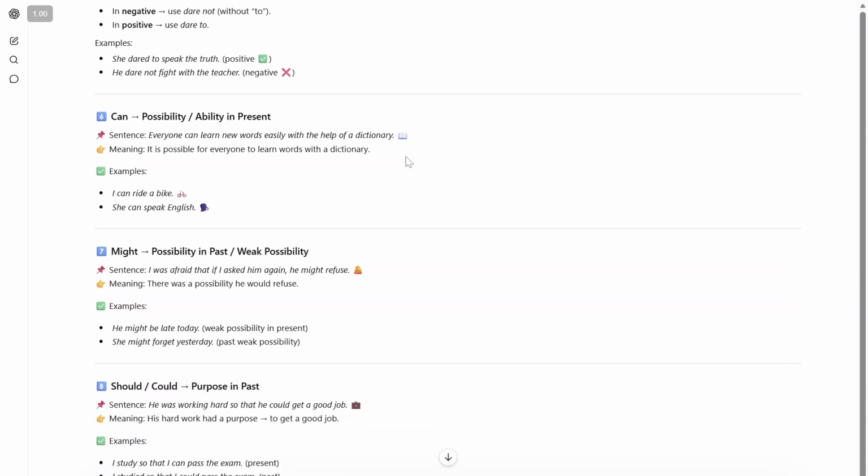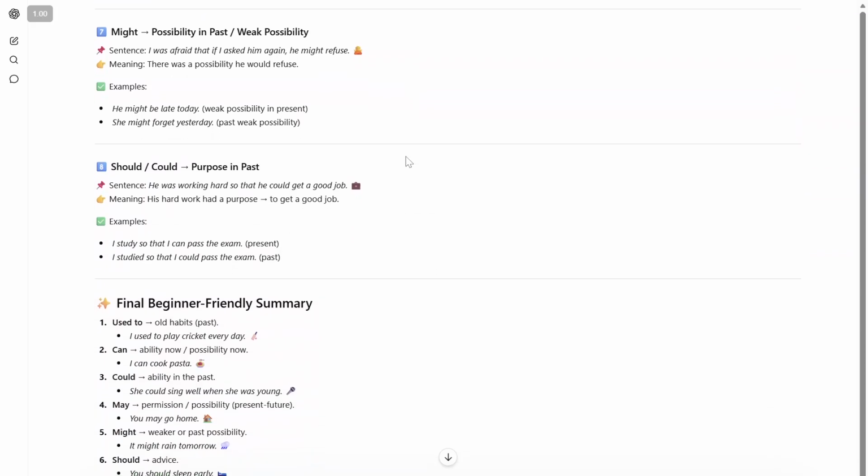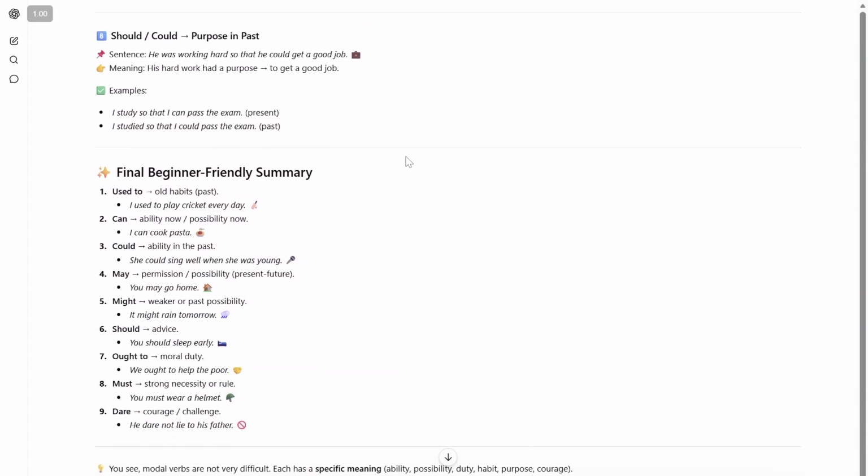Should, could, purpose in past tense. He was working hard so that he could get a good job, meaning his hard work had a purpose: to get a good job. Examples. I study so that I can pass the exam. I studied so that I could pass the exam, past.